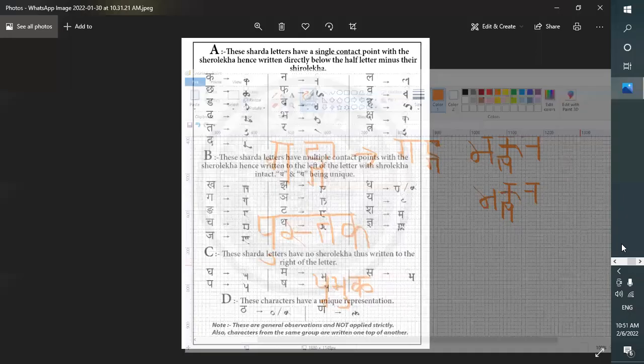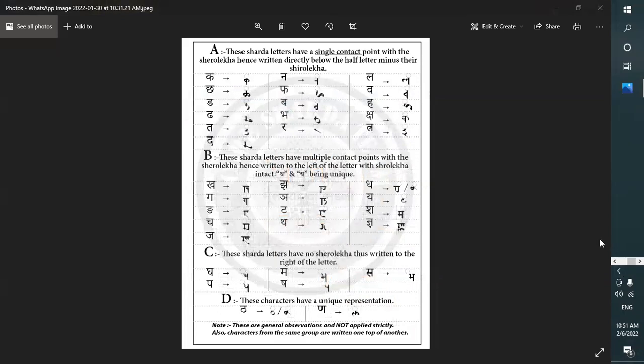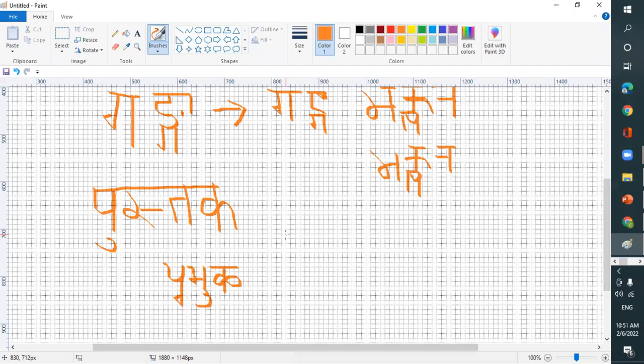We'll just see some other word. Suppose kanchan. Category B. क न च न कंचन. Is it right or it is न्य? Yes, sir. होता है sir. Yeah, न्य, right? Correct.